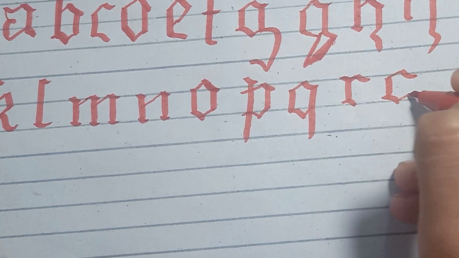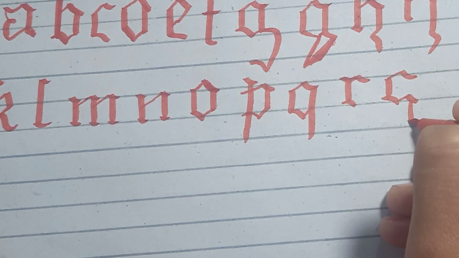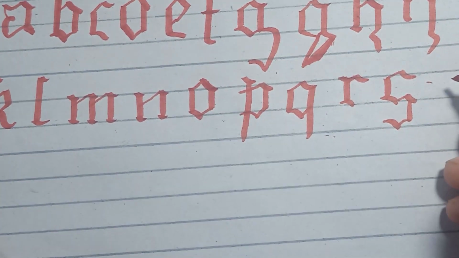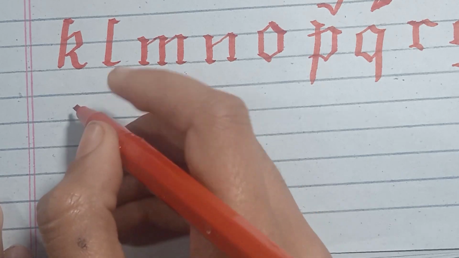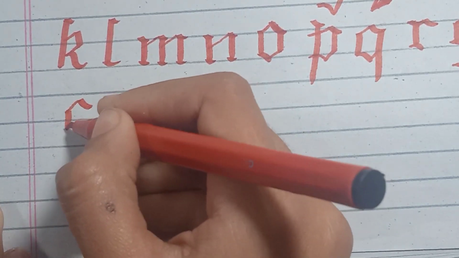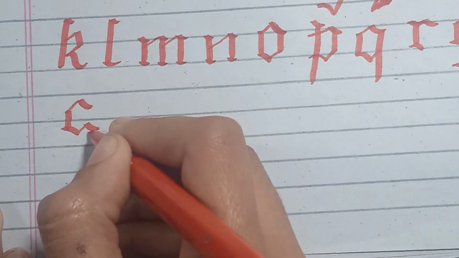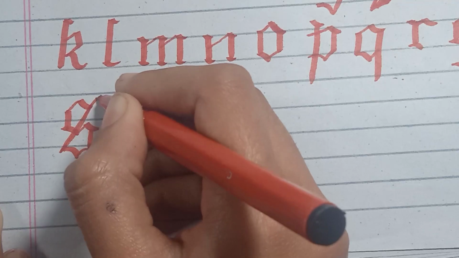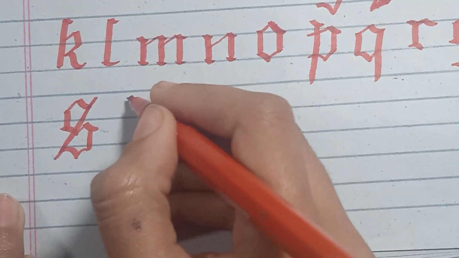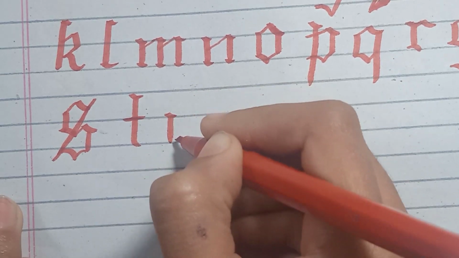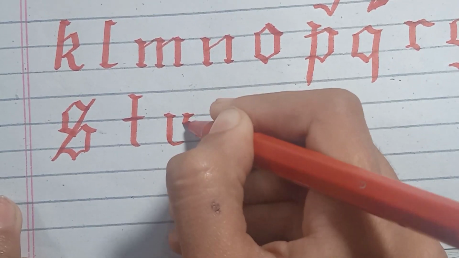As you can see here, I have written 2 G's in my calligraphy, and here I am writing similarly 2 S's. I have written them 2 times, not because they are wrong, but because there are 2 shapes of S and G in our Gothic calligraphy. And here after writing 2 shapes of S, now we are moving towards writing T, and now it's turn to write U.